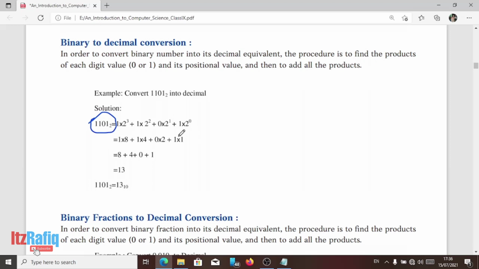2 power 3 means 2 into 2 into 2, that is 2 to 4, 4 to 8. If we multiply 2 three times, we get 8. That's why 1 into 8. Again 2 power 2 means 4, 1 into 4. Again 2 power 1 means 2 only, so 0 into 2. And the last one is 2 power 0. Any number with power 0 gives the answer 1. So here also it is 1, so 1 into 1 equals 1 only. So 8 plus 4 plus 0 plus 1, it is 13. Means 1101 is equivalent to 13.